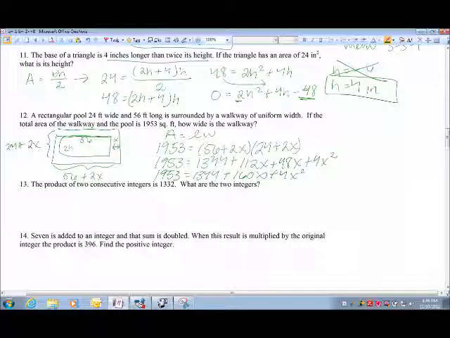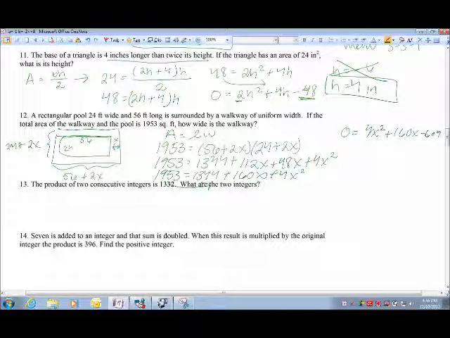Now I'm going to rewrite this to where it's in standard form, so we're going to bring this 1,953 over, and you get 0 equals 4x squared plus 160x minus 609.